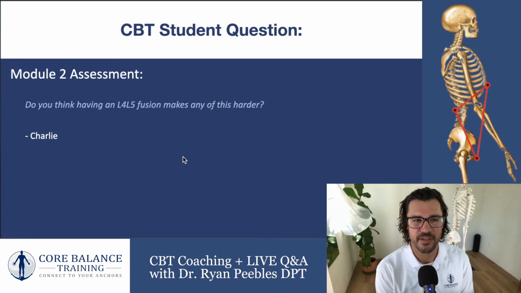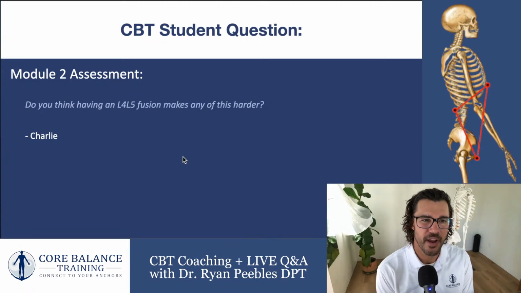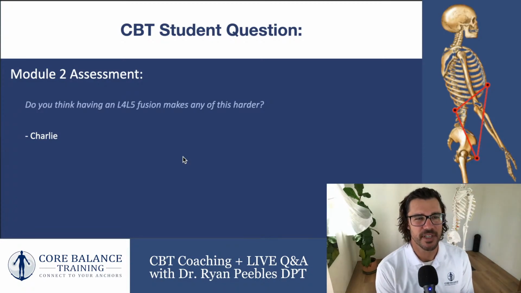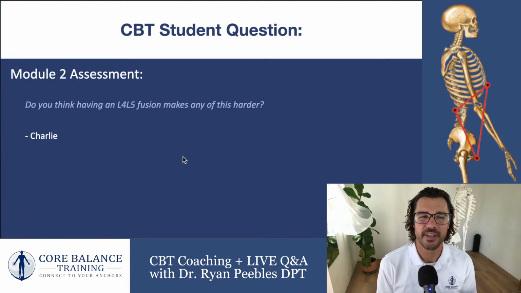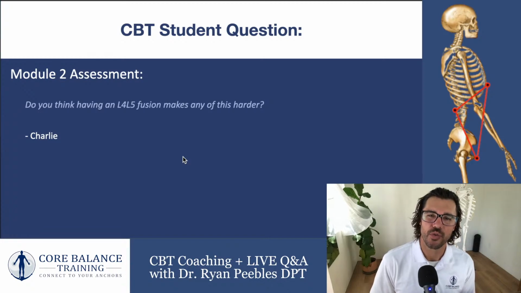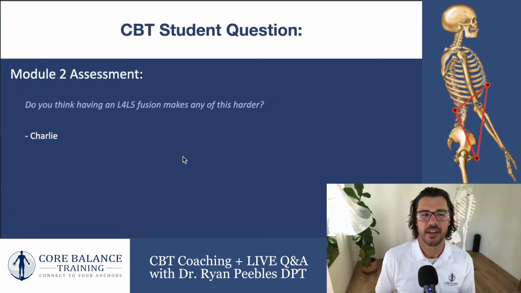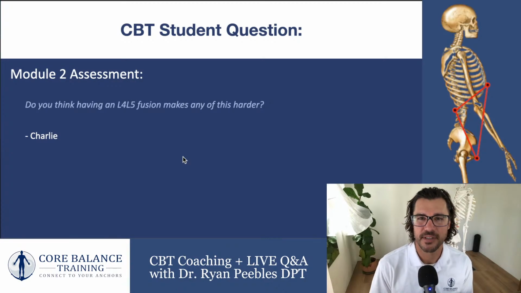There's going to be a little bit of a restriction in that area. It's not going to change anything about the program, especially if the fusion was a long time ago. The bones are solidly fused and there's no worries there. I would just be slightly extra aware that when you're doing the bridge, you want to focus on the extension going into your hips, not into your lower back.